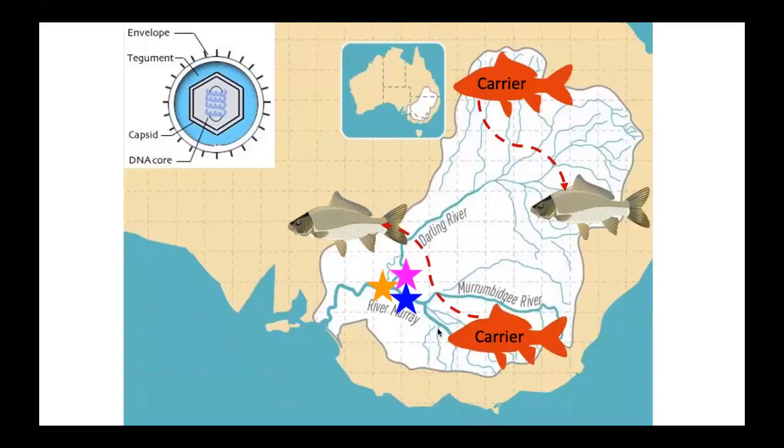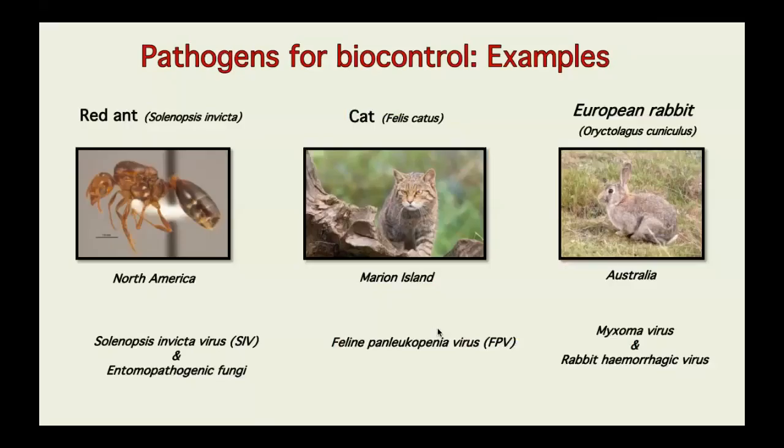And the reason for that is just that there's always this arms race between pathogens and their hosts. They're always working to establish an equilibrium where not all the hosts die, so the virus can continue to go on. So a couple of different examples of this. I don't know as much about this one, but viruses and entomopathogenic fungi have been used to control red ants in North America. These two are a little bit more famous.